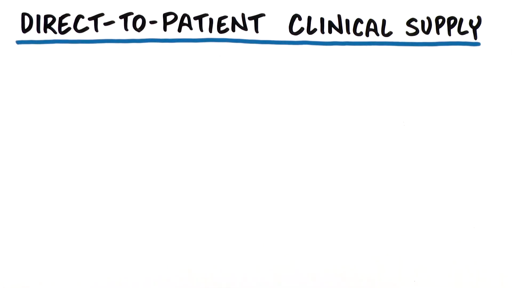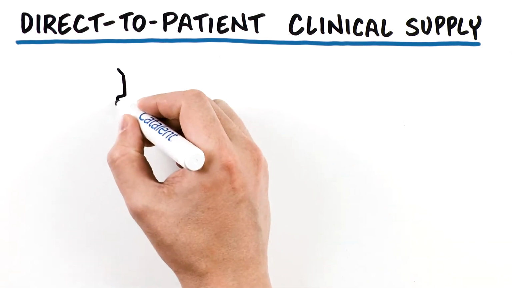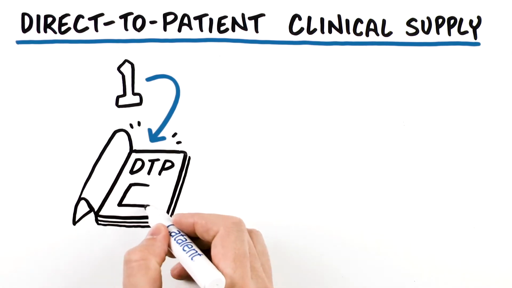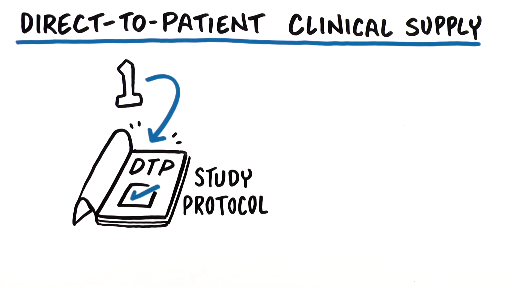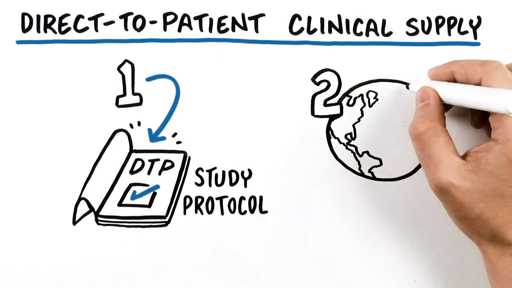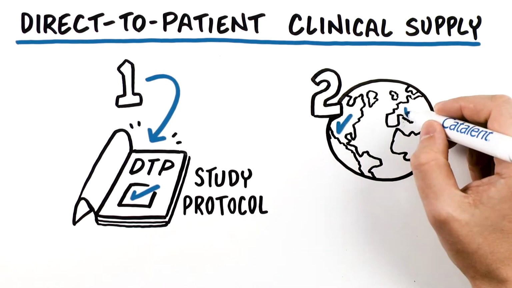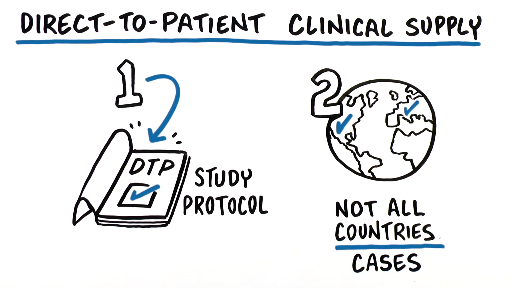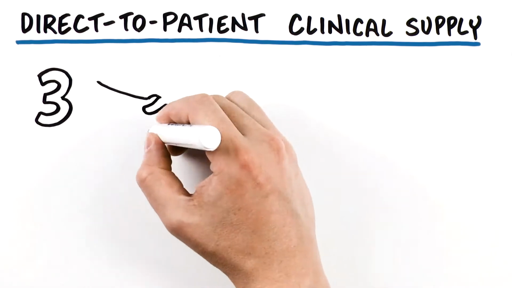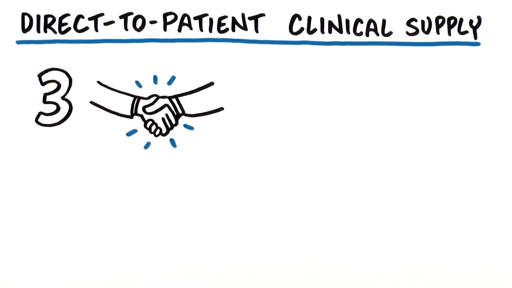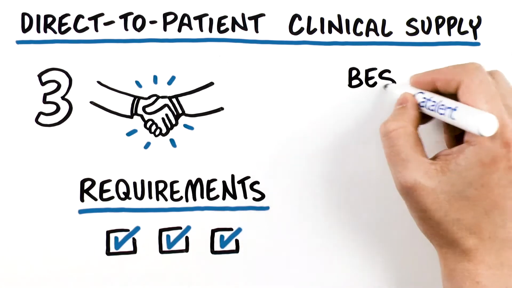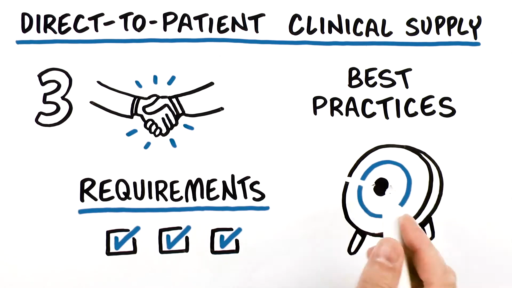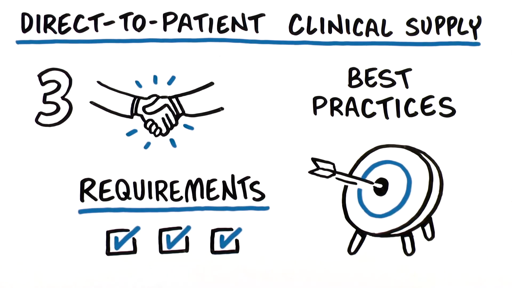Sponsors who plan to offer a direct-to-patient option need to be aware of several factors. First, a provision for direct-to-patient distribution must be included in the approved study protocol. Second, while the United States and many European countries allow some form of direct-to-patient distribution, it is not permitted in all countries or in all cases. Third, working with an experienced clinical supply partner who is familiar with country-specific requirements and best practices can help sponsors develop a clinical supply plan that is both compliant and optimized to meet the needs of their study.